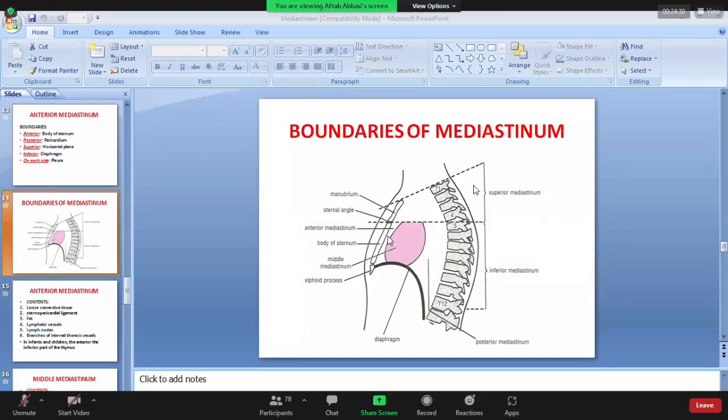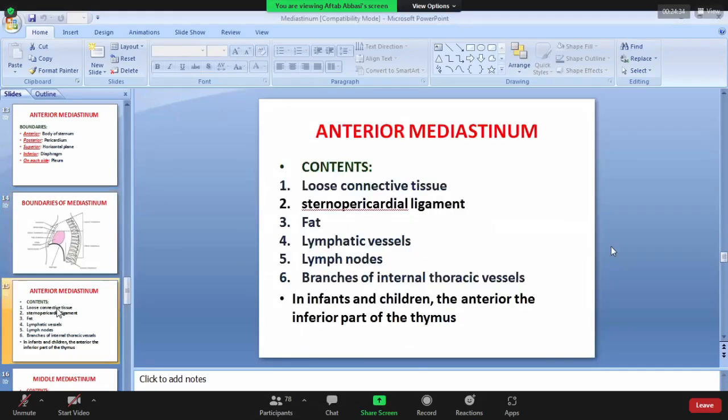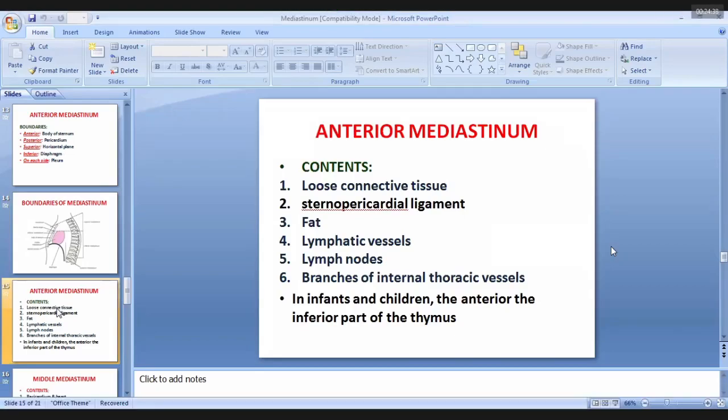In the contents, that is the list of the contents. It only contains loose connective tissue, fats, lymphatic vessels, lymph nodes, the sternopericardial ligament, and branches of the internal thoracic vessels. Only in infants and children does it contain the thymus, but in adult life, the anterior mediastinum only contains these structures because of the regression of the thymus, and then it only lies in the superior mediastinum.